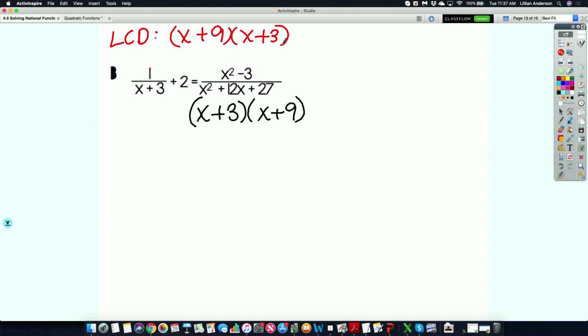Which means that every single piece is going to get multiplied by an x plus 9 and an x plus 3. Whew. Now on my key, I don't write out that step. I just know that, okay, I know what I need to multiply. So like in this first part, I'm only going to multiply that 1 by a what? An x plus 9, because the x plus 3 cancels out.